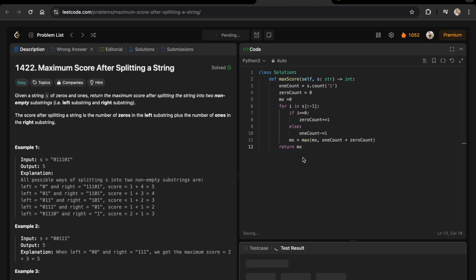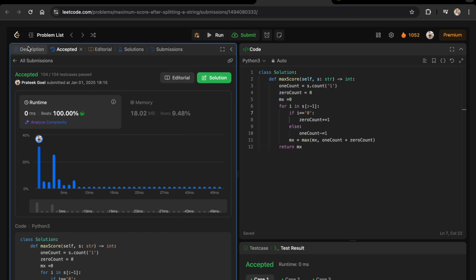Let's try to run it. We have to consider it as a string. That is working. Let's try to submit it. Yeah, it is working absolutely fine.